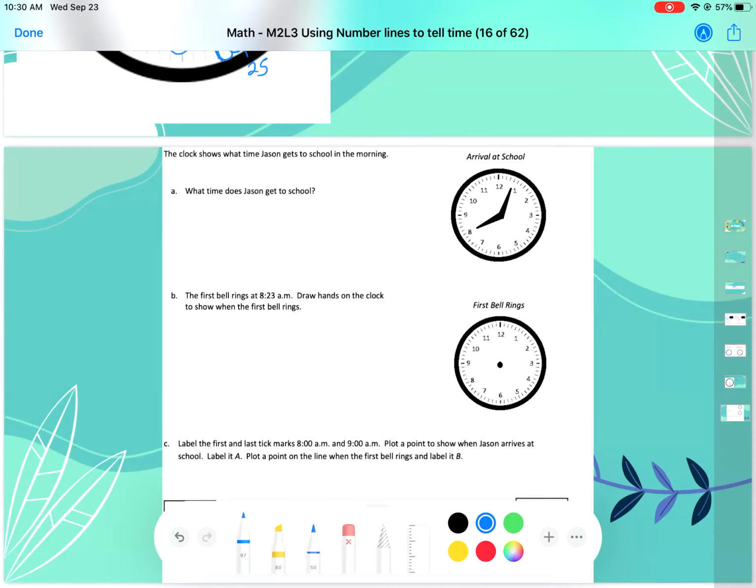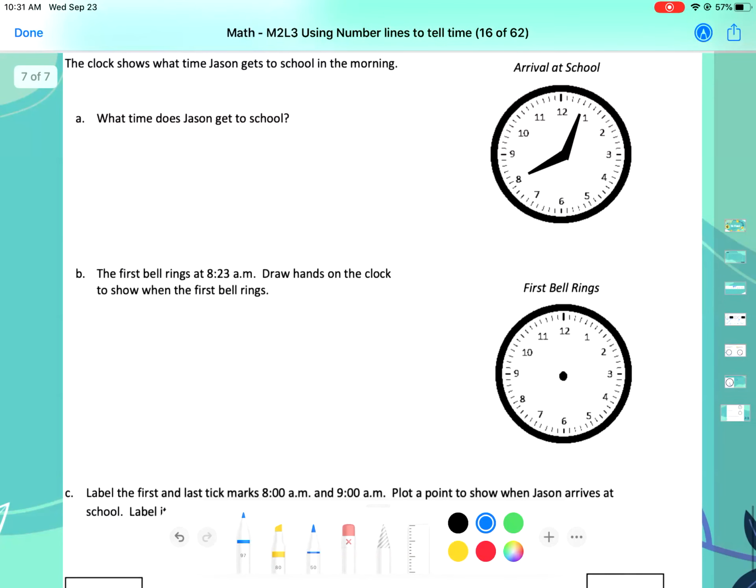Here the question says, the clock shows what time Jason gets to school in the morning. What time does Jason get to school? So let's look at our first clock here. Let's start with the shorthand, which is 8. And then we can write down the longhand, which is about 4. And we know that it's going to be a.m. because we don't go to school at night.